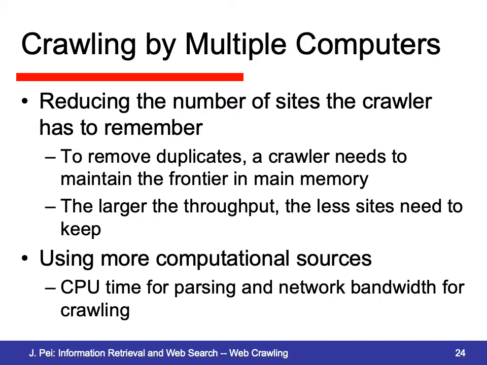Now, how can we crawl by multiple computers? The idea of crawling by multiple computers is to reduce the number of sites the crawler has to remember. It can remove the duplicates. A crawler needs to maintain the frontier in main memory, remember that. And also the larger the throughput, the fewer sites need to be kept. A crawler can use more computational resources to compute, and can use more CPU time for parsing and network bandwidth for crawling.